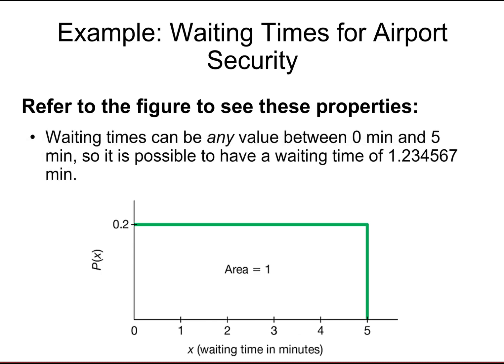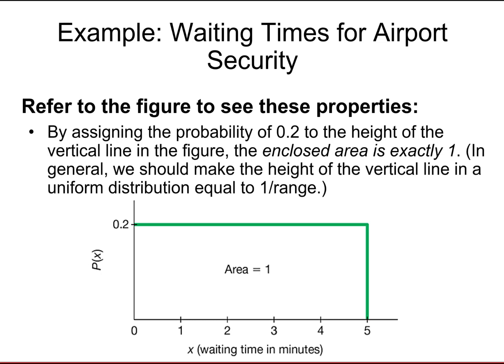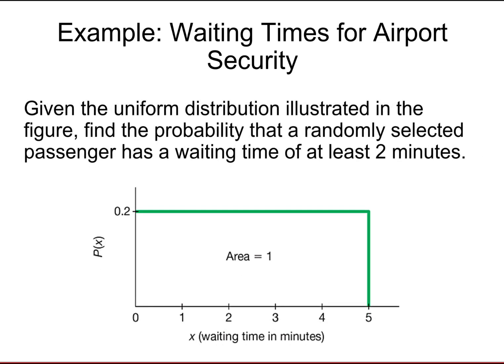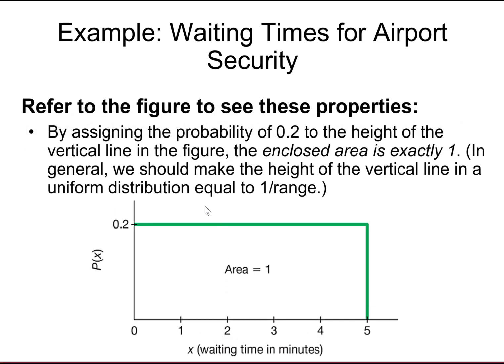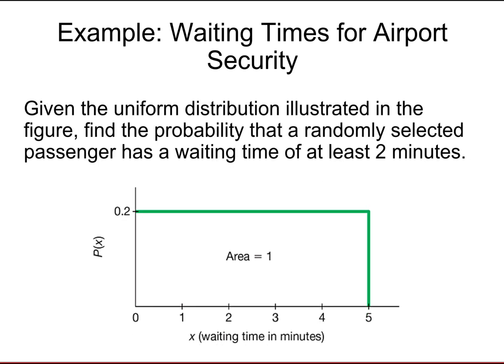And again, waiting times can be any value between 0 and 5. That could be something like 1.234567 minutes, whatever number you want to pick between 0 and 5 could be a waiting time. It's continuous, any number in that range. And we can find probabilities here by finding the area corresponding to the region that we're interested in. An important thing is that the height along here, in order to get this area to come out, we're going to use the 1 over the range idea. The range here is from 0 to 5, which means our denominator is actually going to be a 5. I'll show you that in the calculations.